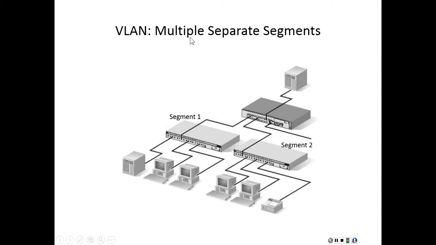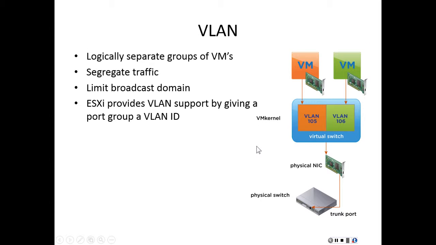A VLAN effectively allows you to separate your virtual machines onto separate logical segments. A virtual local area network allows you to logically separate groups of virtual machines, to segregate traffic, to limit the broadcast domain. And the way you do it is by assigning a port group a VLAN ID.